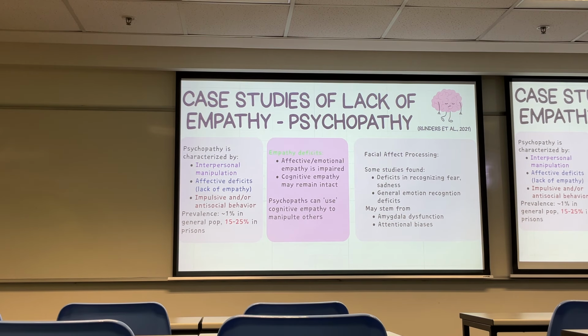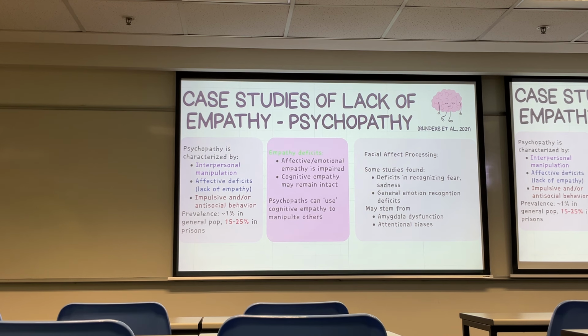Regenders et al. conducted a comprehensive review of many studies in psychopathy, which is characterized by interpersonal manipulation, affective deficits, and impulsive or antisocial behavior. The prevalence is around 1% in the general population, but a staggering 15 to 25% in prisons.